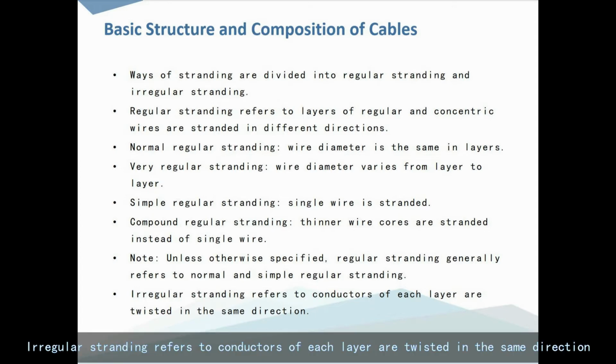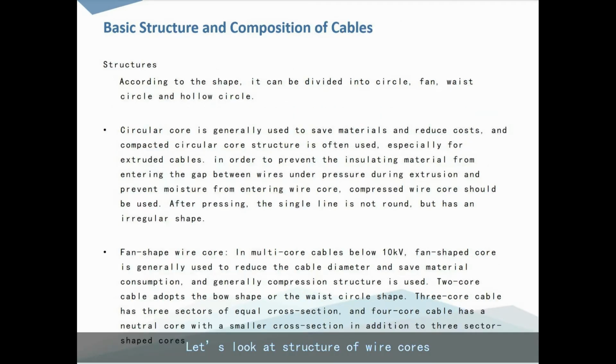Irregular stranding refers to conductors of each layer being twisted in the same direction. Let's look at the structure of wire cores. According to the shape, it can be divided into circle, fan, waist circle, and hollow circle. Circular core is generally used to save materials and reduce costs, and compacted circular core structure is often used, especially for extruded cables. In order to prevent the insulating material from entering the gap between wires under pressure during extrusion, and prevent moisture from entering the wire core, compressed wire core should be used.